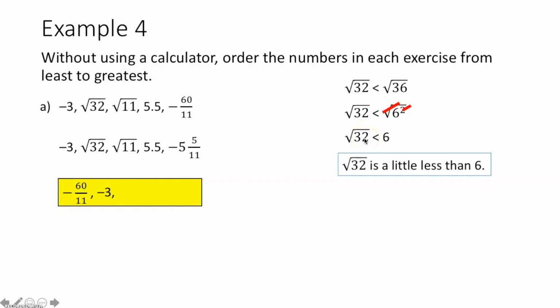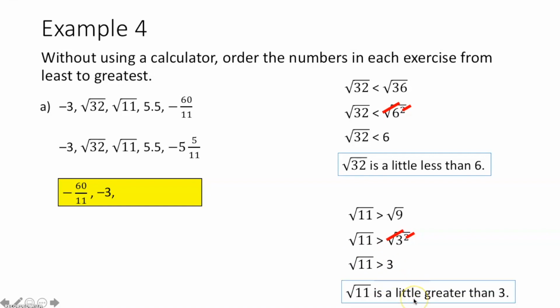Next, we figure out what rad 11 is. Rad 11 is a little bit more than rad 9. Why did we pick 9? Because 9 is a perfect square. We can take the square root of 9. Remember, 9 is 3 squared. The square root and the square cancel each other out, and we get that rad 11 is a little bit more than 3. So now that we know that, we can then put these 3 numbers in order.